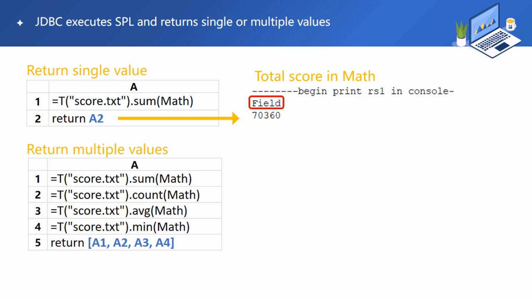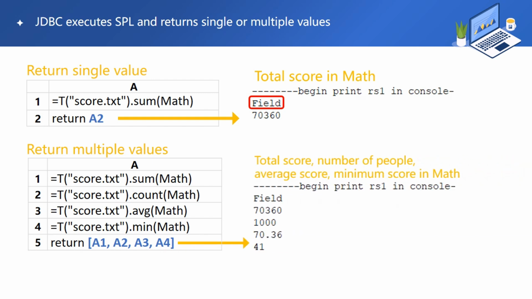For example, A2 returns the total math score of 70,360. Multiple values with multi-rows and one column, with the column name still being field, such as A5, returning the total score, number of people, average score, and lowest score in mathematics.